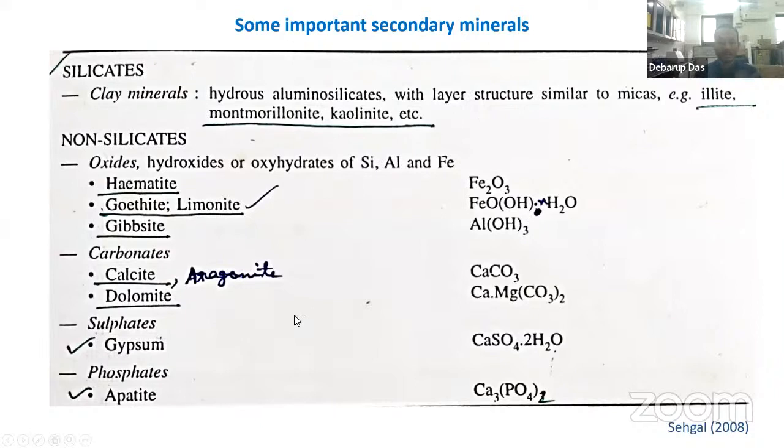They may ask for a sulfur-containing mineral and give options like calcite, dolomite, gypsum, and apatite. Or they may ask for a phosphate, P-containing mineral, and give you these four options. You have to choose apatite.